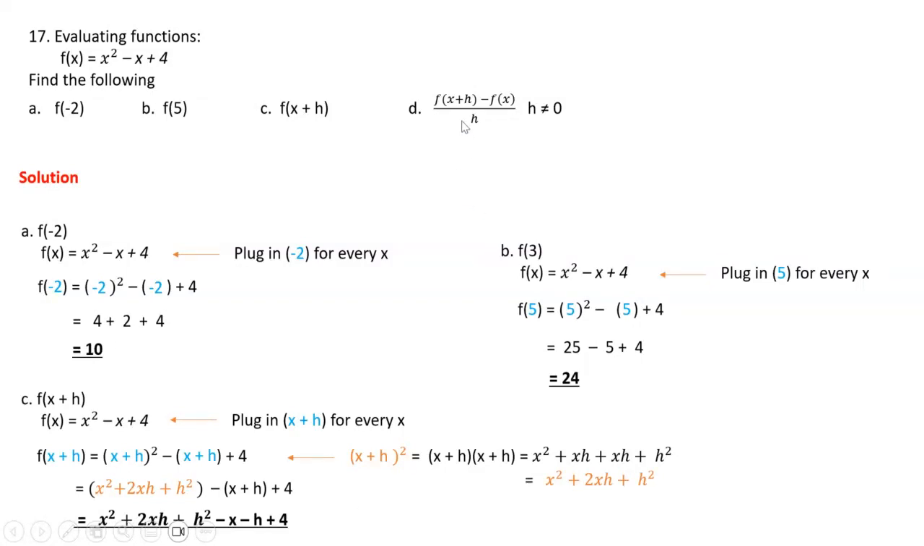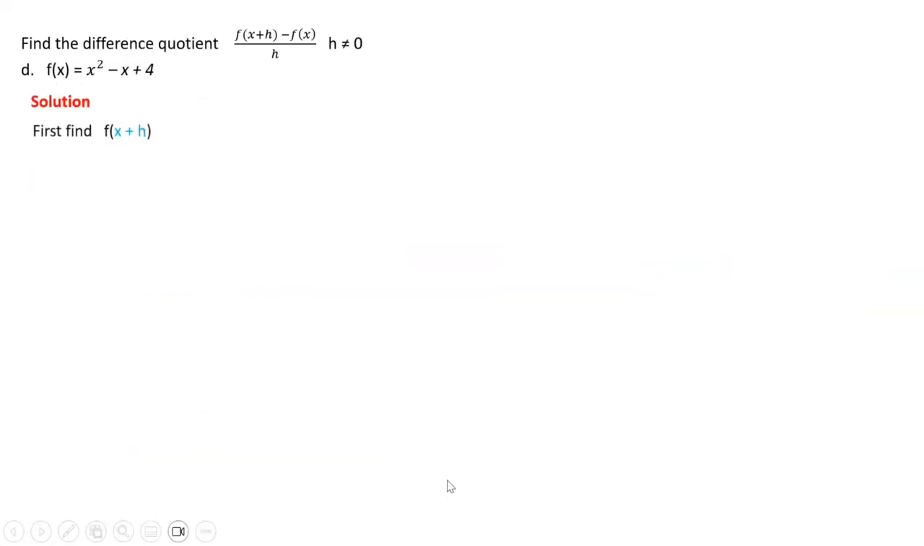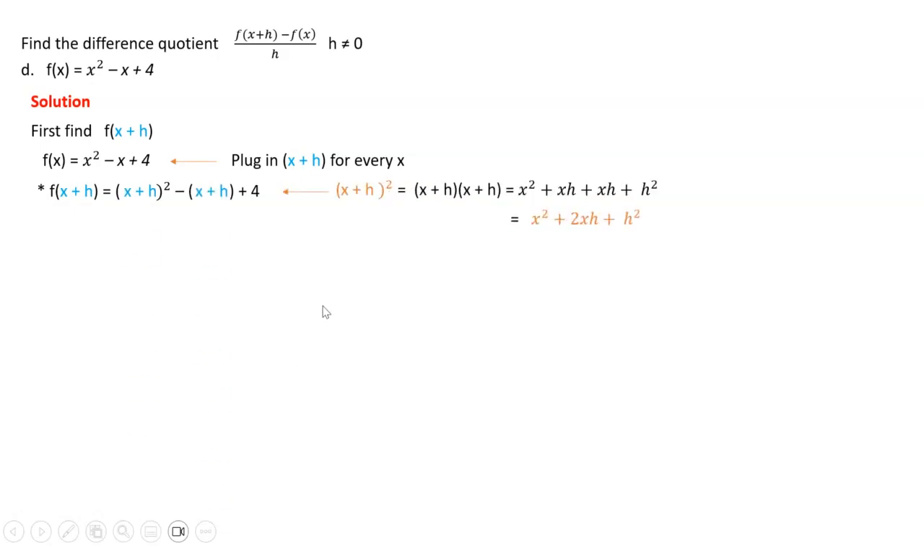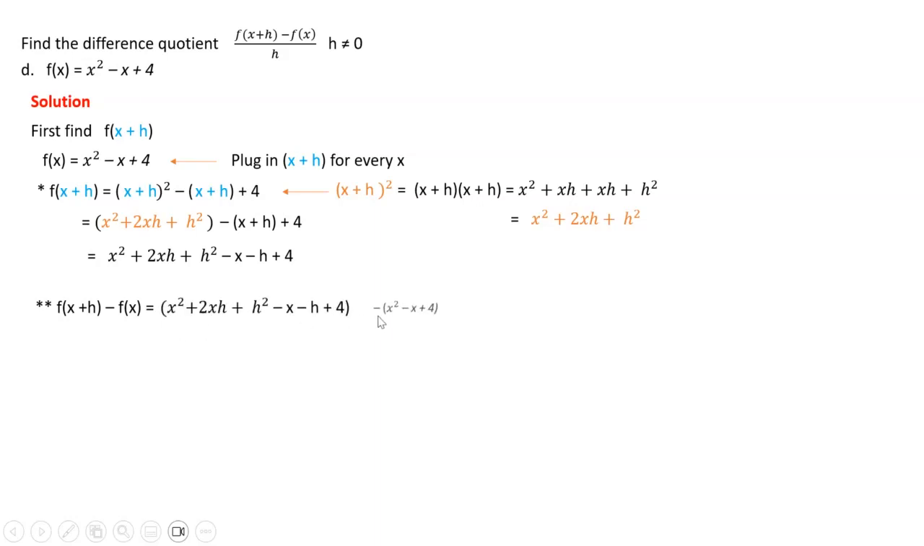Now for part D, we're going to use what we got for part C. We do the same thing as before, and I believe I already did this step in part C. Okay, so I'll just continue. So now, part D, guys. We're going to use what we got in part C, which is x squared plus 2xh plus h squared minus h plus 4, that is my f of x plus h, minus my f of x, which is the original function, x squared minus x plus 4.